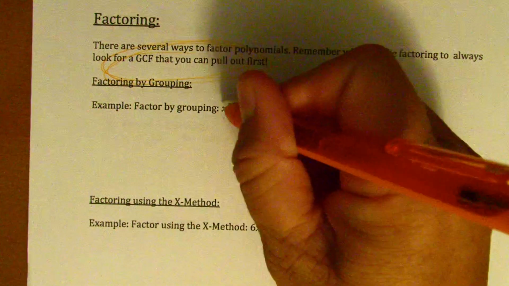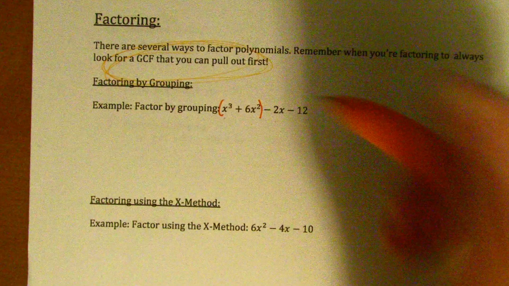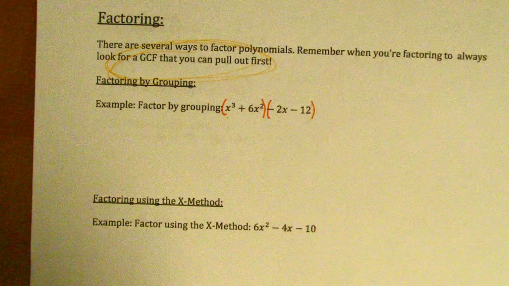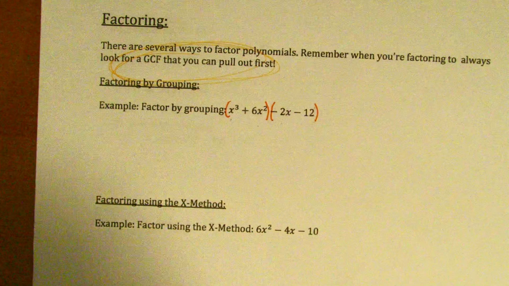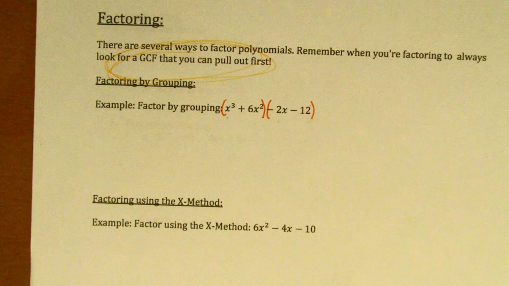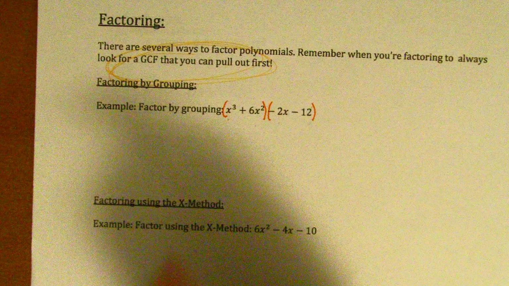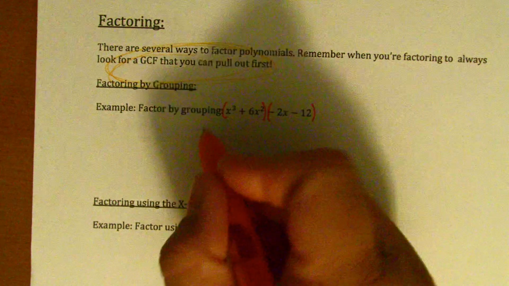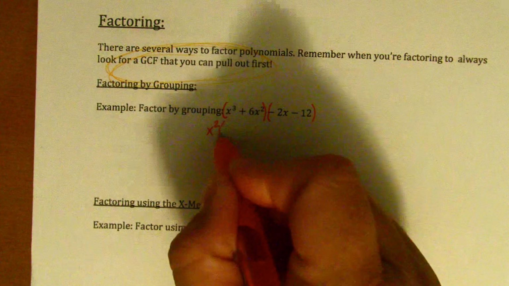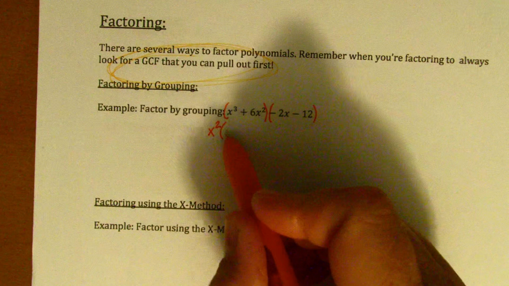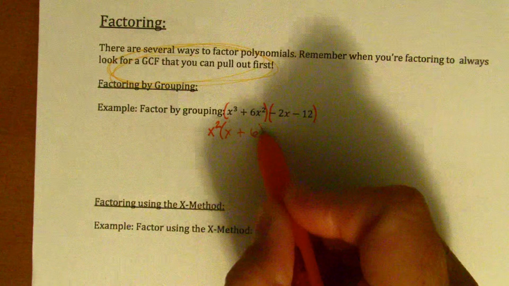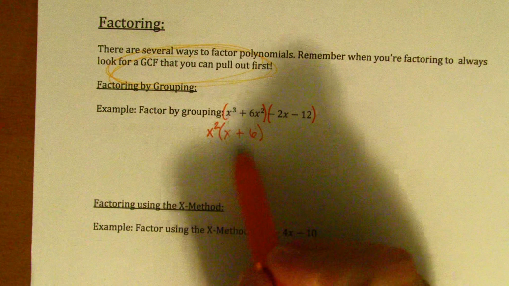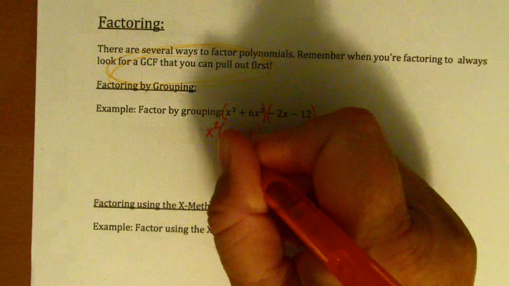From there, what you're going to do is group the first 2 terms together, and then group the second 2 terms together. And in each of those groups, we're going to be looking for the common factor just in that group. So looking at this first group here, I have x cubed and x squared. I have a common factor of x squared. And what's left is x plus 6. We pulled out 2 of the x's from here, and we pulled out 2 of the x's from here. And then we're left with x plus 6.